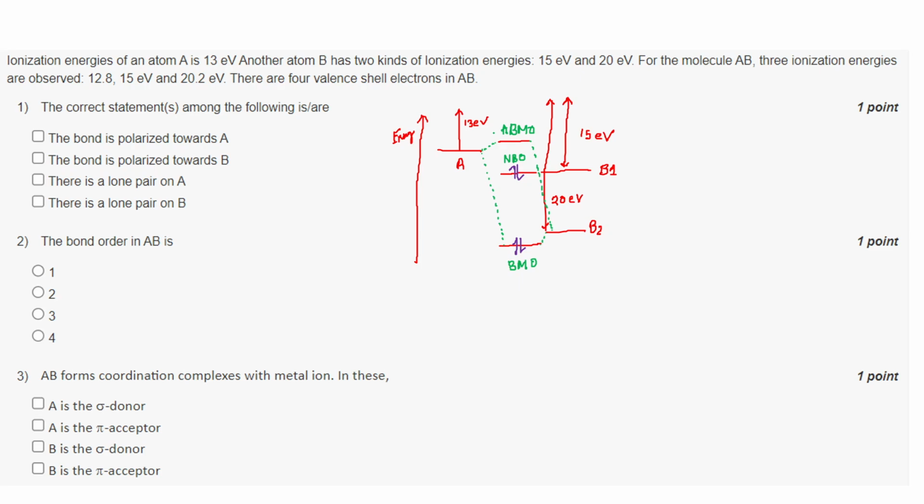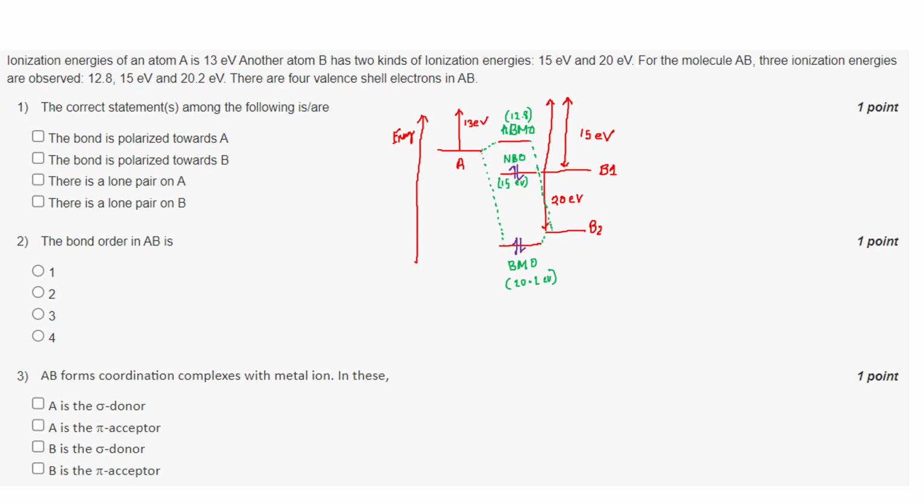If A and B combine, they form molecular orbitals, and their molecular orbitals will look like this. This is also based on the ionization energy given in the question. The anti-bonding has 12.8 electron volt, so in brackets I'll write 12.8. Now the non-bonding MO has 15 electron volt, and the bonding MO has 20.2. So the BMO is closer to B2.